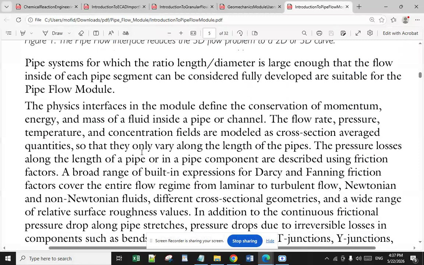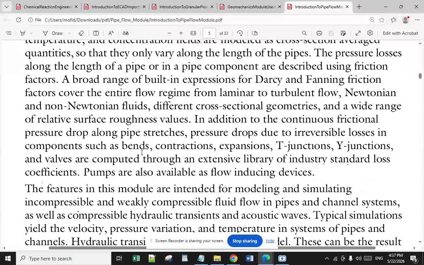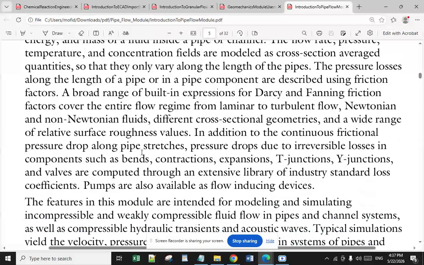Pipe systems for which the length-to-diameter ratio is large enough that the flow inside of each pipe segment can be considered fully developed are suitable for the Pipe Flow Module. The physics interfaces in the module define the conservation of momentum, energy, and mass of fluid inside a pipe or channel. The flow rate, pressure, temperature, and concentration fields are modeled as cross-sectional average quantities so that they only vary along the length of the pipes.